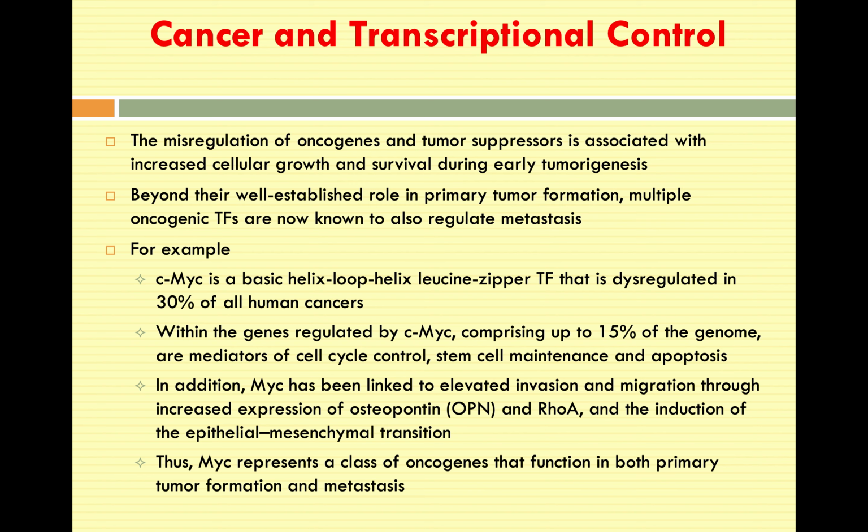c-MYC is a basic helix-loop-helix leucine zipper transcription factor that is dysregulated in 30% of all human cancers. So remember our helix and also leucine zipper. The genes regulated by c-MYC comprise about 15% of the genome, and they are mediators of cell cycle control, stem cell maintenance, and apoptosis. Remember, apoptosis, programmed cell death, which is very important.